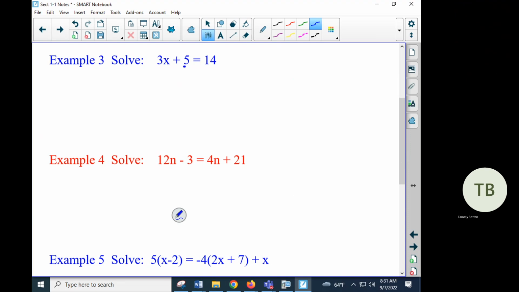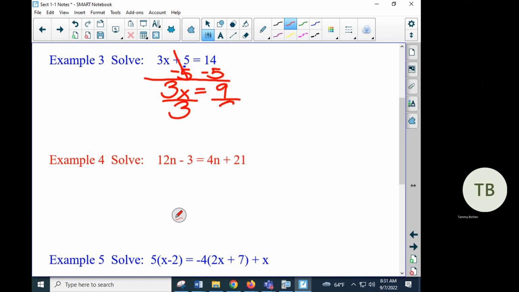So you guys, would you know what to do first here? Minus the 5, okay? And then on the left side, we'd be left with 3x. 14 minus 5 is 9. And then what would I do? Divide. And x is 3.